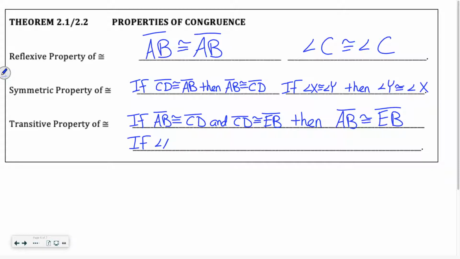If angle A is congruent to angle W and angle W is congruent to angle Z, then angle A is congruent to angle Z. So these are all the same properties as Tuesday. We're just using congruent statements instead.